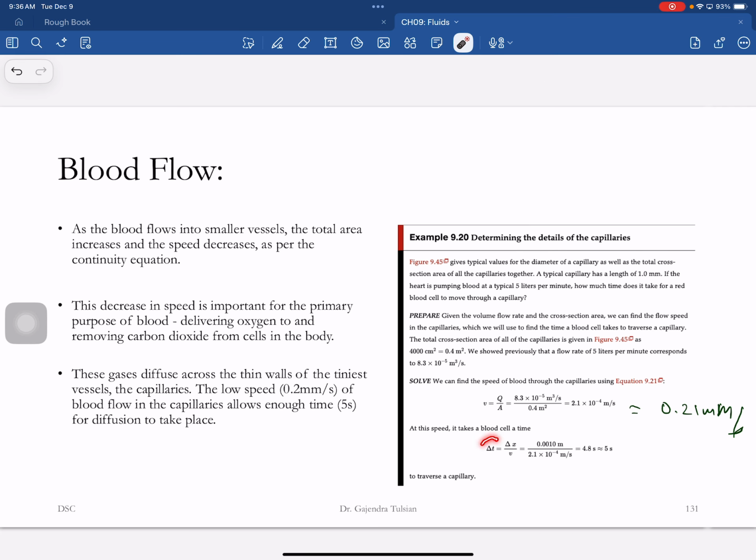And so here's the time blood is spending in the capillaries. It's 1 millimeter divided by the speed, and this is all converted to meters. So blood spends 5 seconds in the capillaries. That's what the calculation shows you. So that allows enough time, 5 seconds, for diffusion to take place. So your body understands physics well, and it uses it to its advantage.